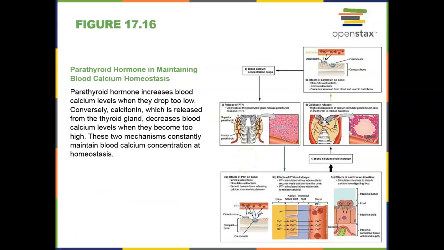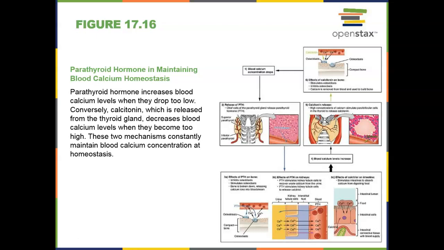On the posterior aspect of the thyroid is our parathyroid gland. Parathyroid gland helps to increase blood calcium levels when our blood calcium levels drop too low. So this hormone is antagonistic of calcitonin, which is released by the thyroid gland. So if we have low blood calcium levels, which is more common than high blood calcium levels, then the chief cells of the parathyroid gland release parathyroid hormone.